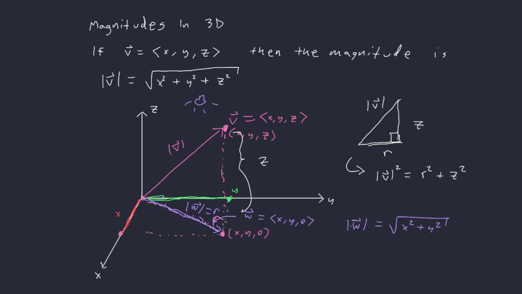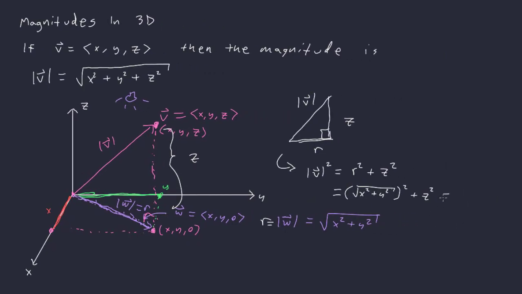Oh, well, r squared, this was r, so r squared is this thing squared, which is a square root. So that's going to be the square root of x squared plus y squared, all squared, plus z squared. So the whole thing comes out to be x squared plus y squared plus z squared. And then when we take the square root, this tells us that the magnitude of v is the square root of x squared plus y squared plus z squared.